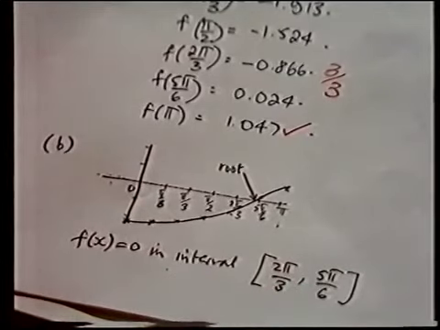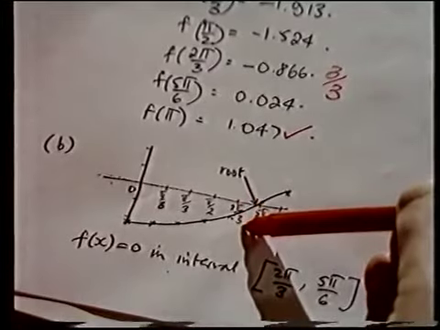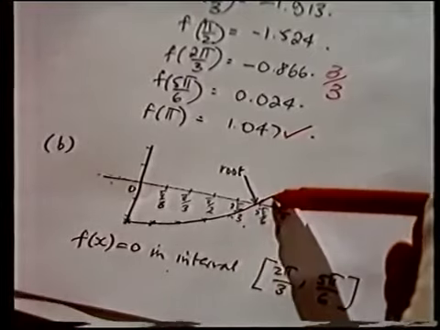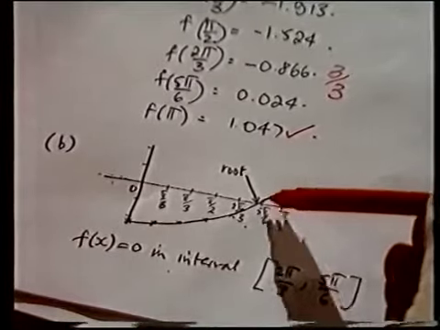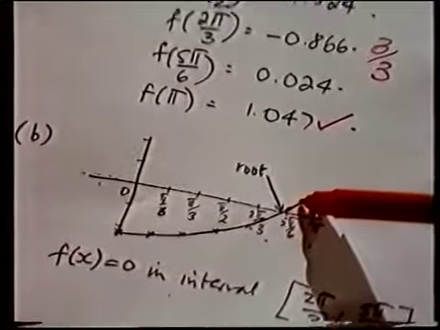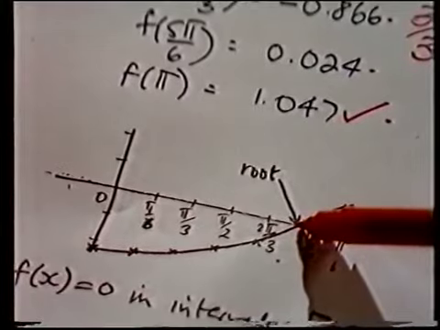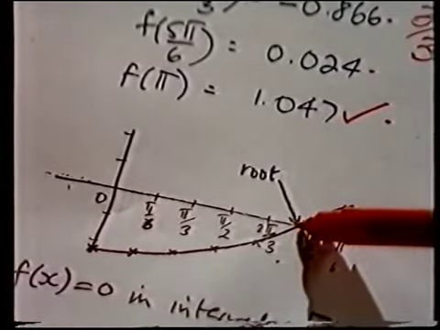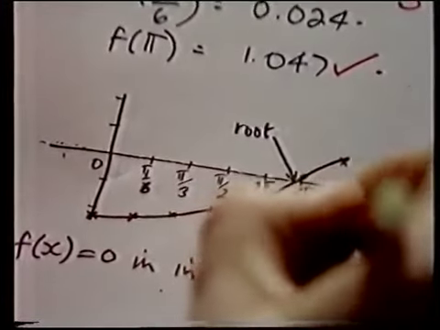And there's a very nice diagram to illustrate this, because you see the value at 2 pi over 3 is negative, whereas the value at 5 pi over 6 is positive. And if you join these up with a curve, then somewhere in between, the function crosses the x-axis. In other words, the function must be 0. And that's exactly what we mean by f of x equal to 0 having a root. Well, full marks for that.